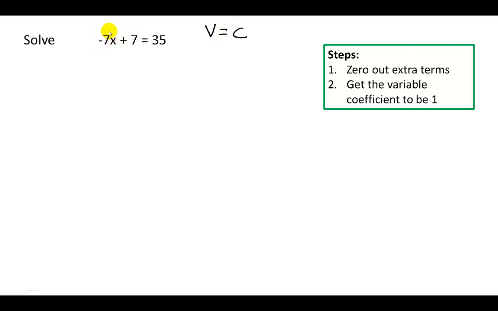So we have a negative 7x, that's a variable term. Positive 7 is a constant term, and that's equal to 35, which is a constant term. So we have a v and a c on the left side, and just a c on the right side. So we find that this constant term is extra.